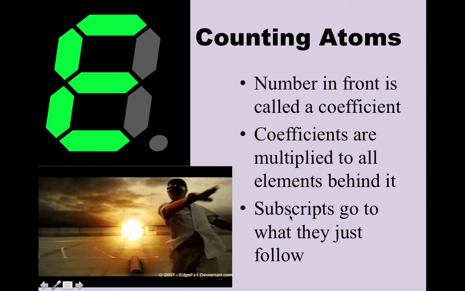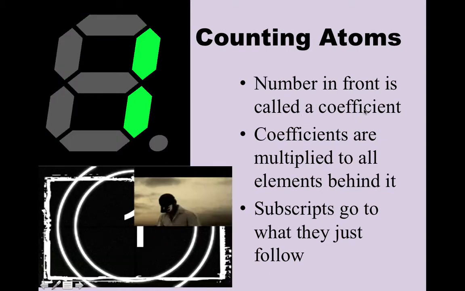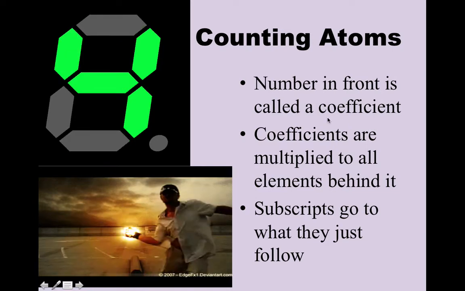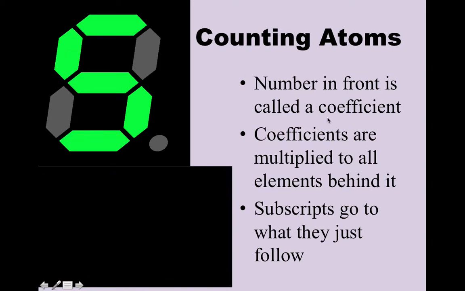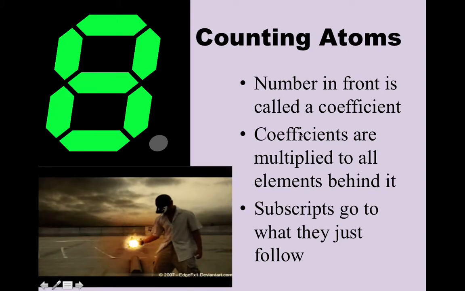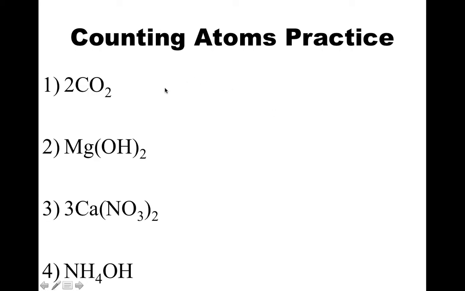Number one, we do have a subscript. Subscript tells me how many. But there's also this big number that could be in front of it. And in mathematics, it's called a coefficient, the same here. And the big number coefficient, you would multiply it times the subscript. So let's practice this particular one right here.